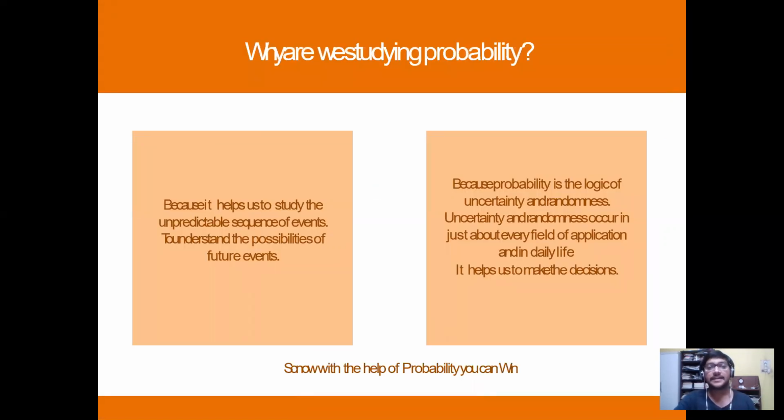So why are we studying probability? We are studying probability because it helps us to study the unpredictable sequence of events and to understand the possibilities in the future, because probability is the logic of uncertainty and randomness. Uncertainty and randomness occur in just about every field of application in daily life, and probability helps us make decisions.